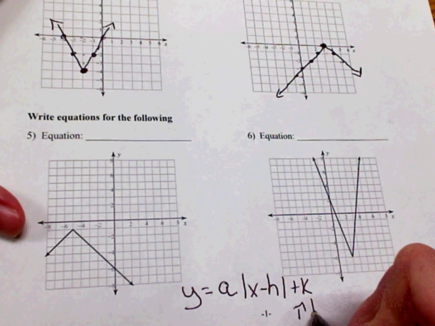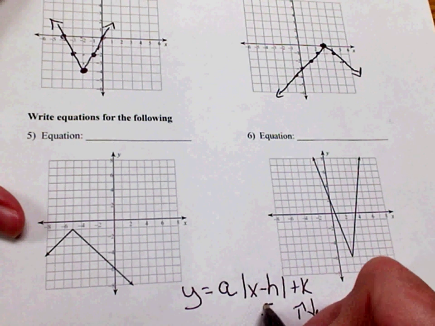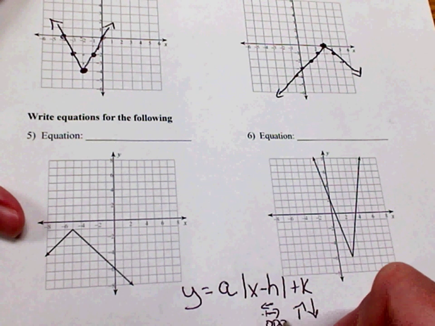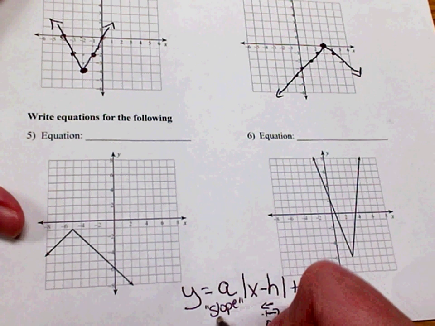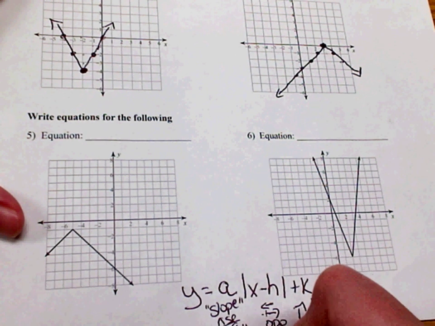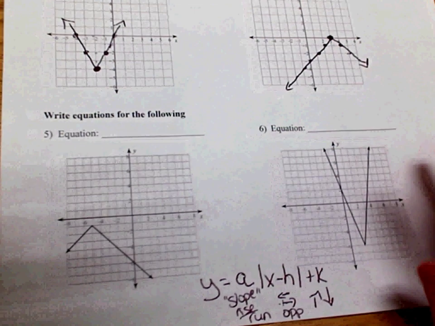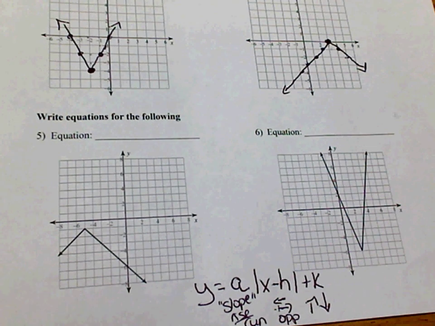We're still going up and down for the K, left and right for the H, and it's the opposite of what you expect, and we still have the slope, which is rise over run, for the A. All right? So there are 2 points you have to find that are really important in order to be able to find this.